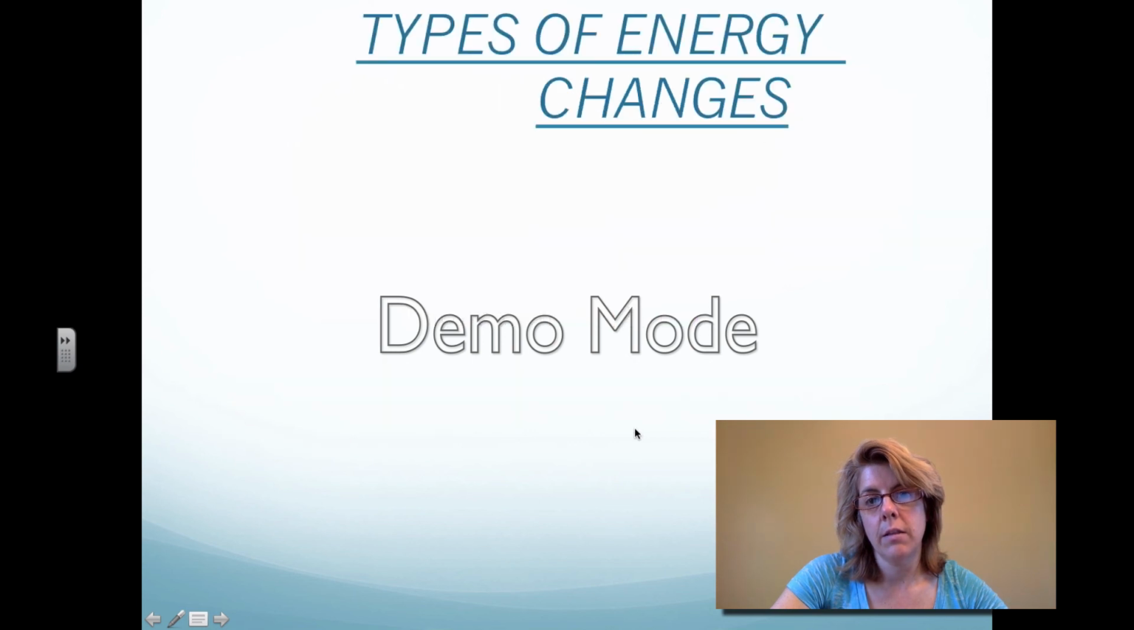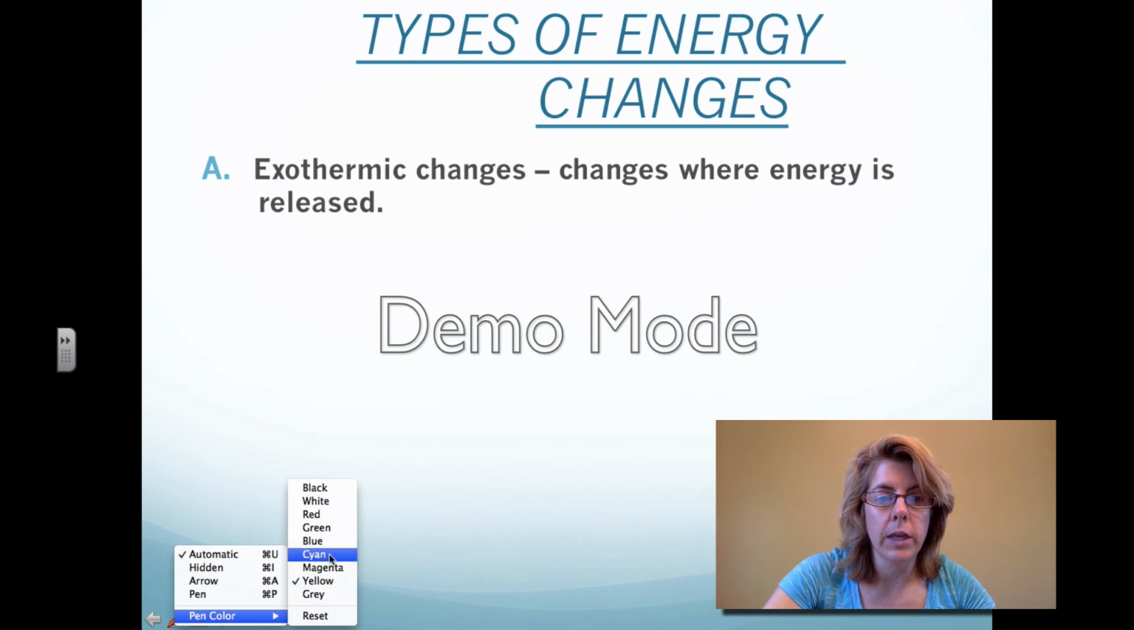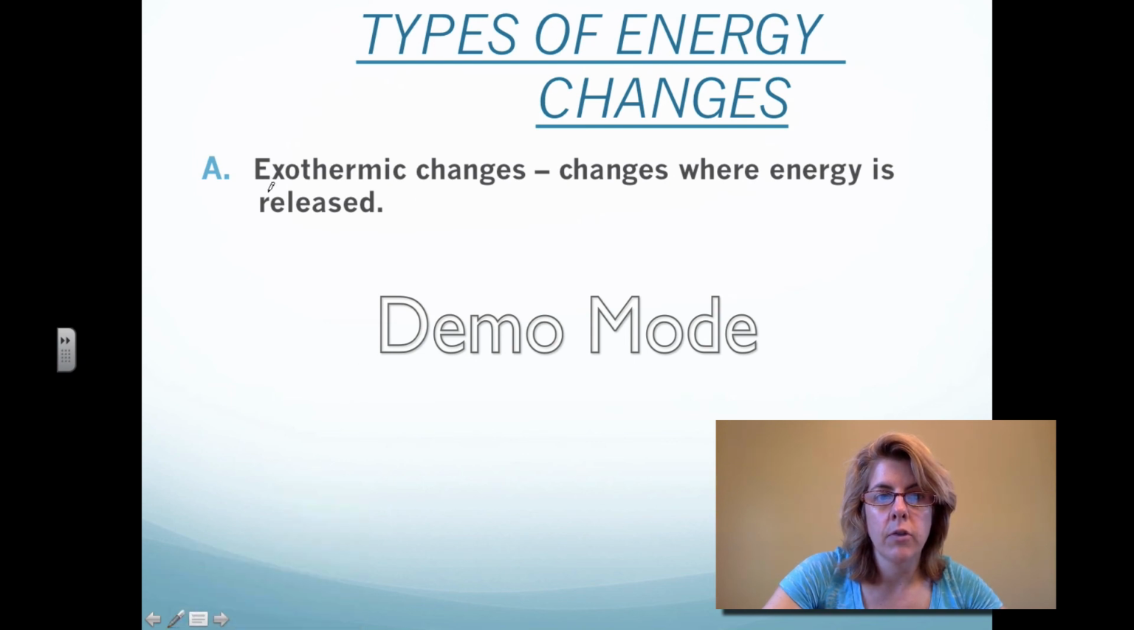Okay, I think this is my last slide here. Now this is something that I'm sure you've experienced in the lab, and some of the demonstrations that I've done with like hot and cold packs. So exothermic changes. Notice that with exothermic change, we're essentially looking at changes where energy is released. Okay, so exo means outside. So whenever you see an exothermic change, that means the energy is being released by an object.